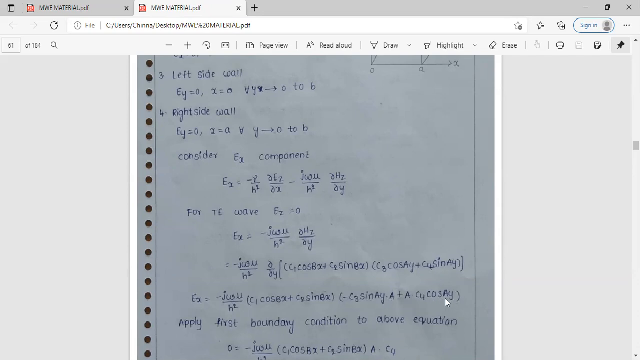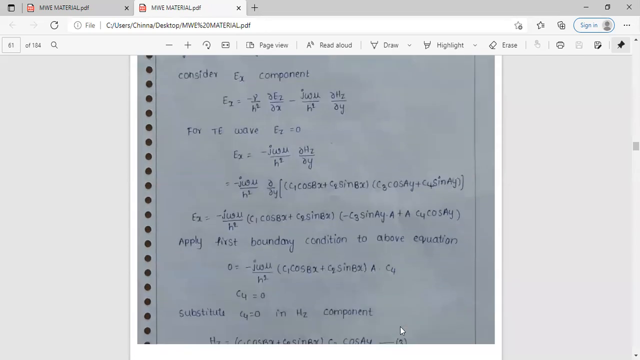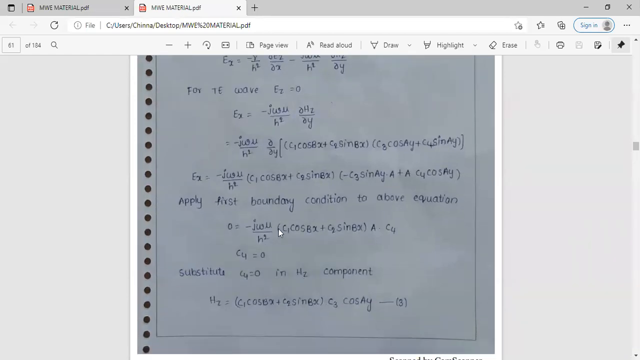We can apply the first boundary condition to the above expression. So 0 is equal to minus j omega mu by h square, c1 cos bx plus c2 sin bx, into a into c4. So c4 is equal to 0. So substitute c4 in the Hz component, and we can obtain equation number 3. So Hz is equal to c1 cos bx plus c2 sin bx, into c3 cos ay. So that is the expression here.